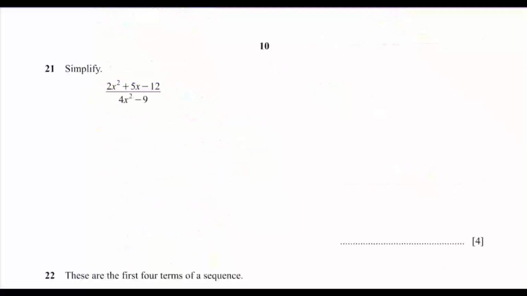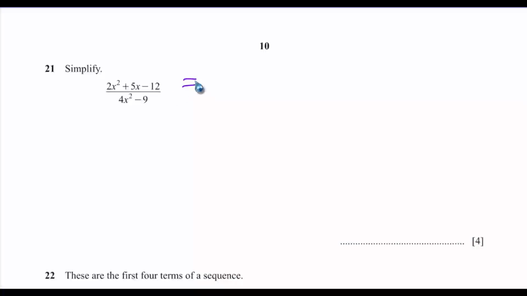So let's go to the next question. Simplify 2x squared plus 5x minus 12 out of 4x squared minus 9. So the numerator is a quadratic expression and the denominator is a quadratic expression. So let's try to factorize the two expressions respectively.